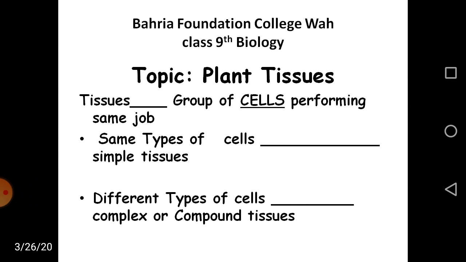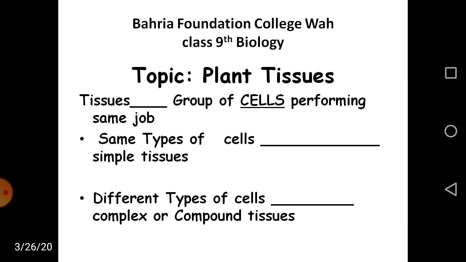Today's topic is plant tissues. As you know, tissues are groups of cells performing the same job. But these cells can be the same or different. If the cells in a tissue are of the same type, the tissue is called a simple tissue. And if different types of cells are present, it is called a complex or compound tissue. Simple tissues and compound tissues are both present in plants.